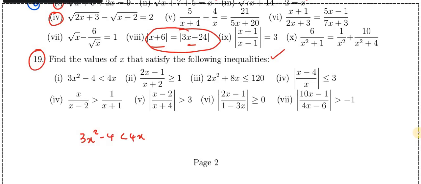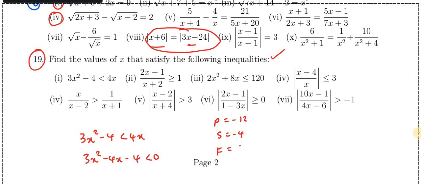This is 4x. We can take this to the other side. That's going to be 3x squared minus 4x minus 4 is less than 0. We solve this. The product is simply negative 12, and the sum is negative 4. Now we're looking for factors. What factors can we use that give us 12?